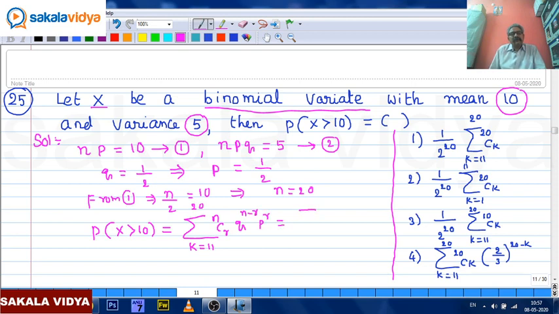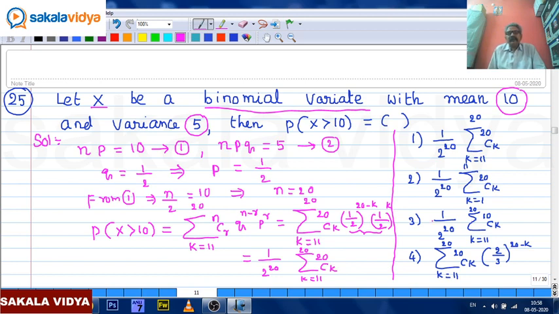Let us substitute respective values. Sigma k runs from 11 to 20, 20 Ck, instead of r write k, no problem because we have taken k, we changed the variable. Q stands for 1 by 2 whole to the power of 20 minus k, into p, which is 1 by 2, whole to the power of k. Here the bases are equal, 20 minus k cancels, 1 by 2 whole to the power of 20 we can take out common, 1 by 2 to the power of 20, sigma k runs from 11 to 20, 20 Ck. Which is the right option? Yes, first option.